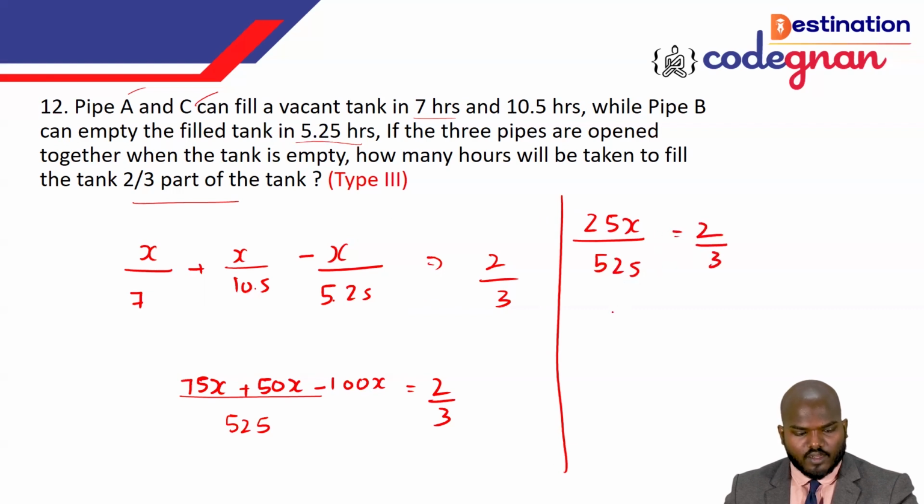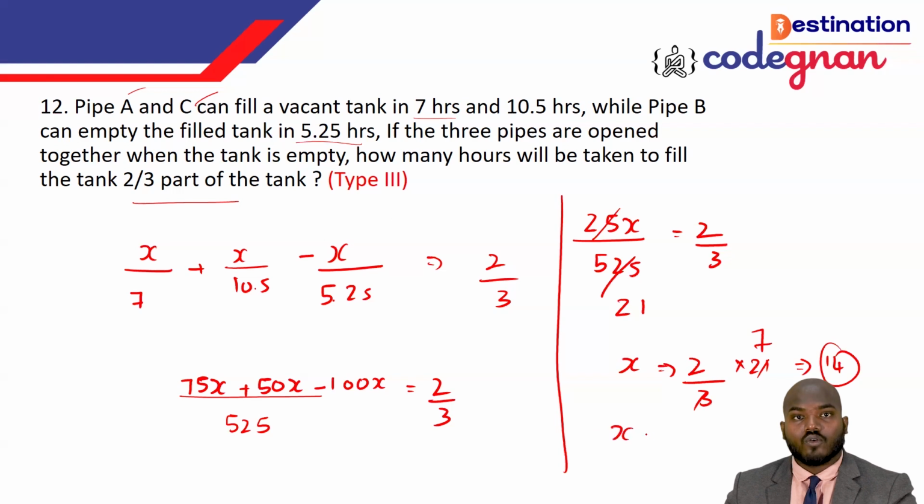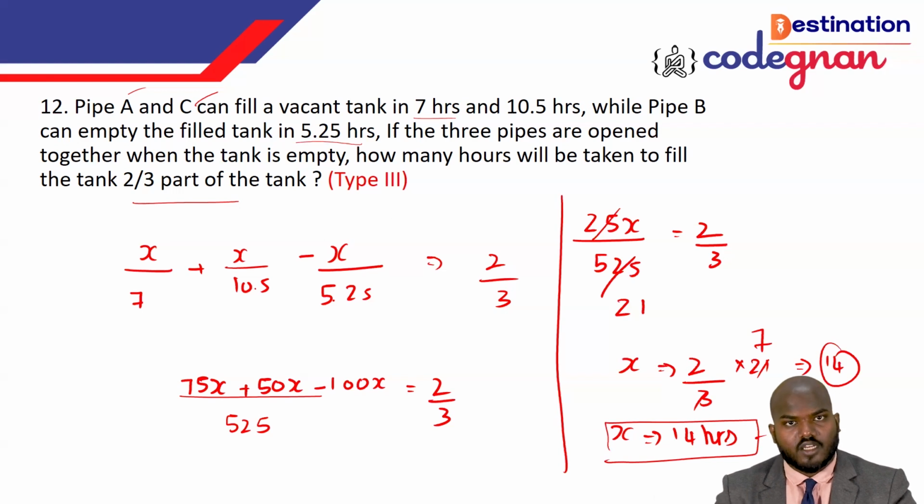If you see this one, that is 25 times 21, we can call it again 525. So x is equal to what? It will become 7, 2. So that is 2 by 3 times 21, that is 7. It will cancel, and you get the value 14 hours. So x is equal to 14 hours is the exact answer with respect to the question in this part.